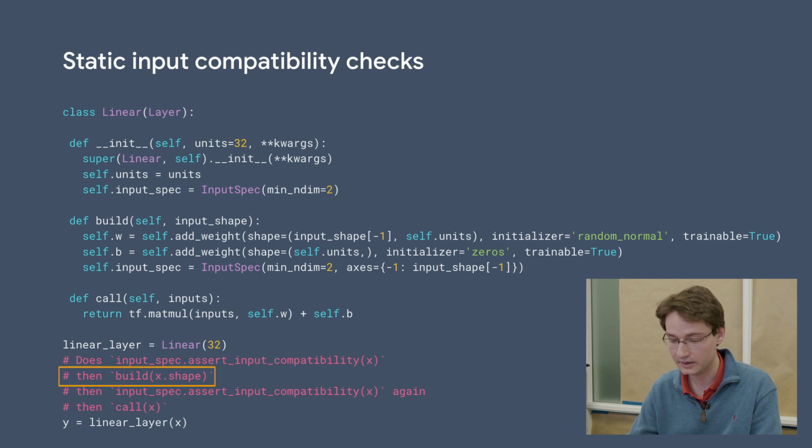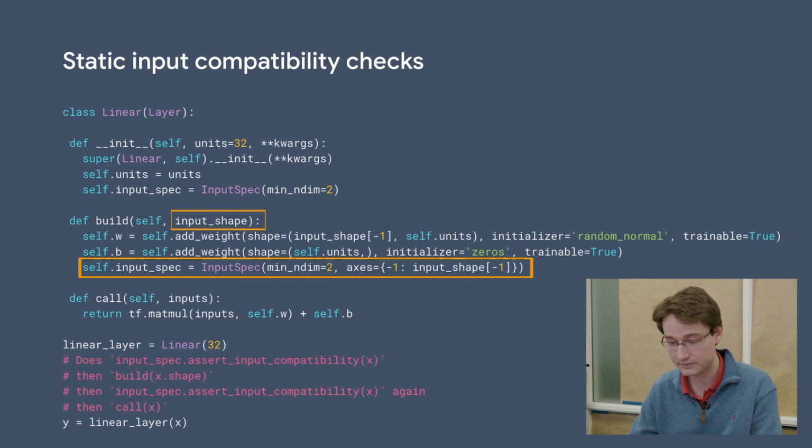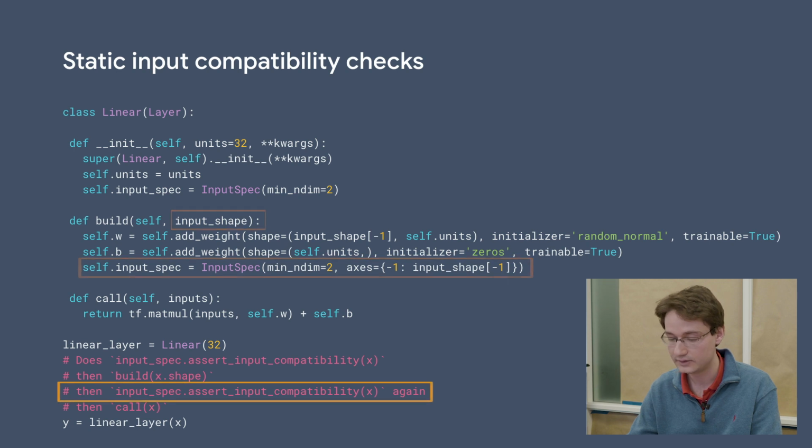Then it's going to actually build a layer. But here you see in this build method, the input shape that's passed here gives us more refined information about the expectations of the layer. So we update the input spec. So not only should it be a rank at least 2, the last axis, so axis -1, should have exactly this value. So after you build, it's going to recheck that the updated input spec is compatible with this input.